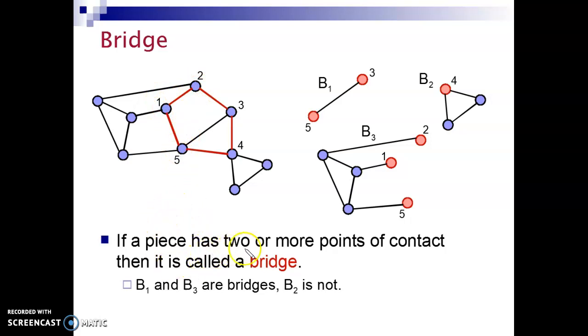Now, if a piece has 2 or more points of contact, then we call this piece a bridge. Can you identify the bridges here by looking at the example? Well, B1 is a bridge because it has 2 points of contact. B2 is not a bridge because it has only 1 point of contact, as you can see here. And finally, B3 has 3 points of contact, which means B3 is also a bridge.